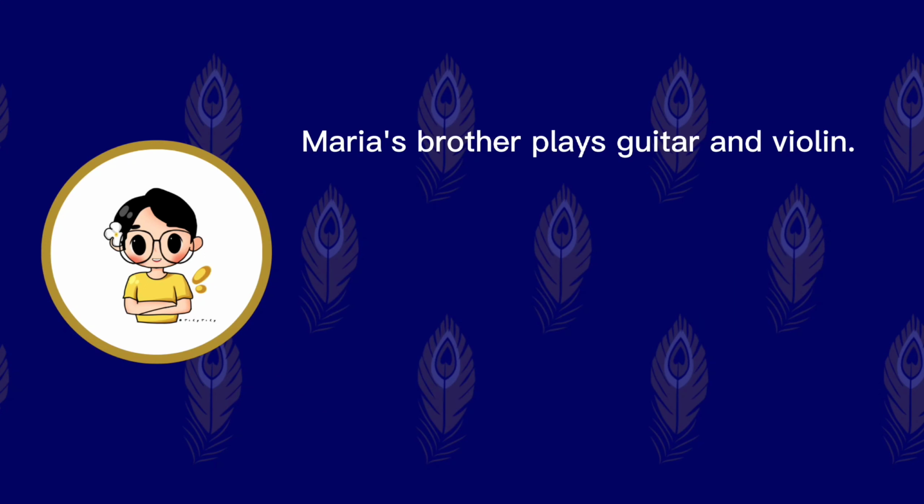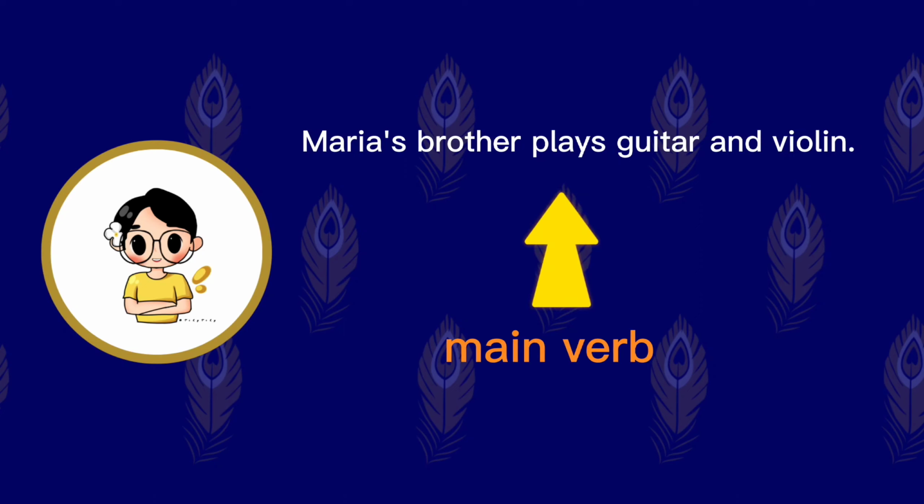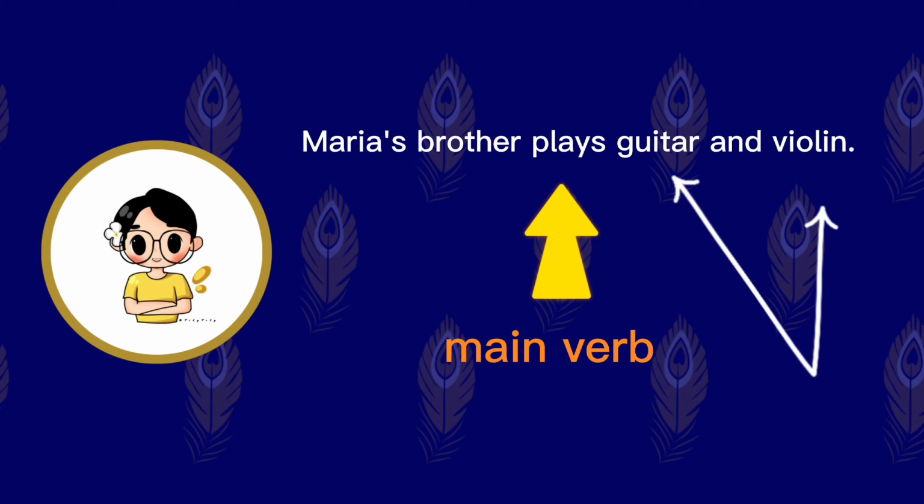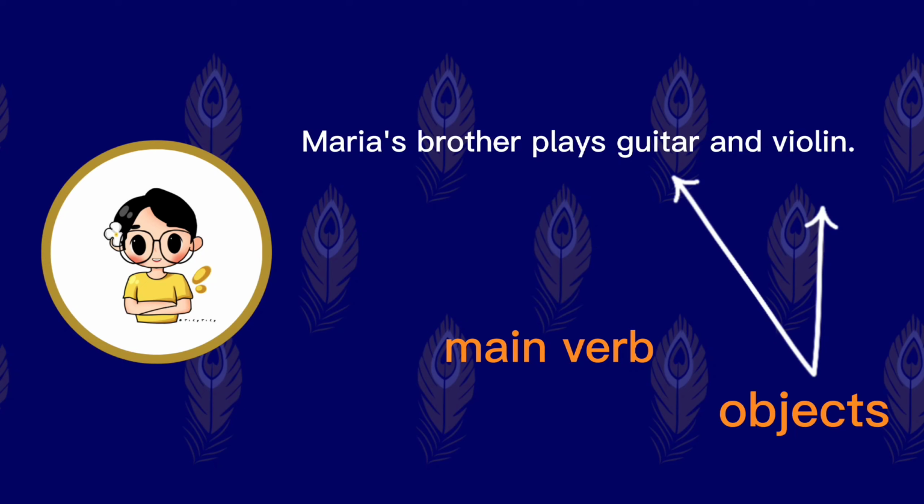Maria's brother plays guitar and violin. You can easily find the object after the main verb. In this sentence, plays is the main verb. So the words guitar and violin after the main verb are the objects.